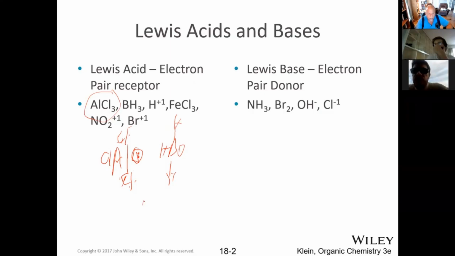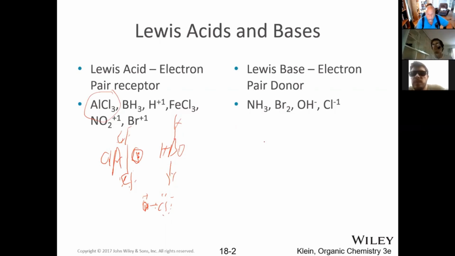Even just a proton, a hydrogen ion, can accept an electron pair from something like a chloride. So there's the HCl there. You've got the chloride coming in, this is plus, and then you get the HCl. So basically the Lewis acid is the first concept.